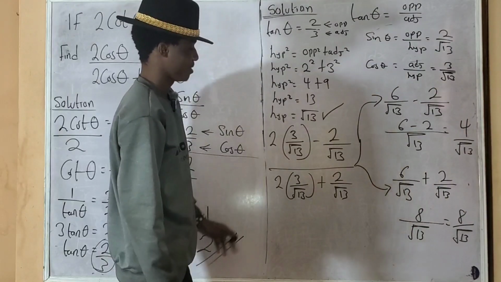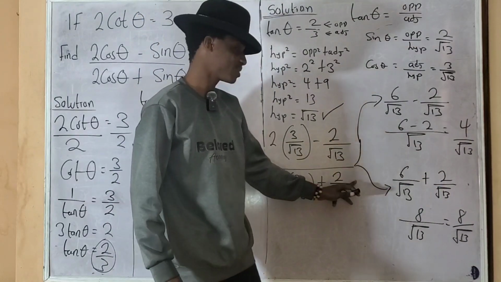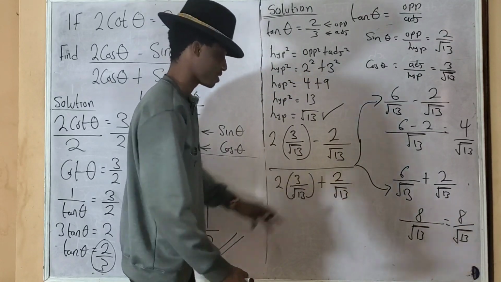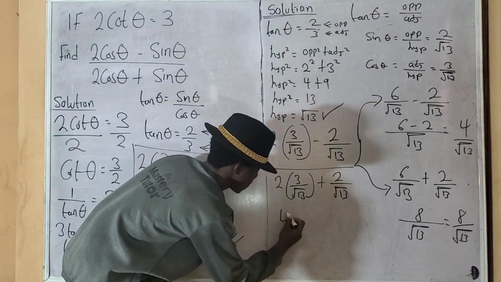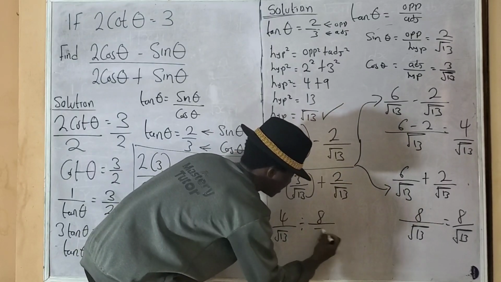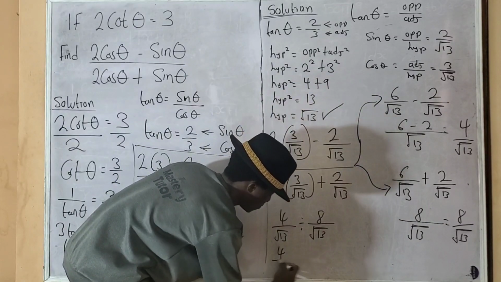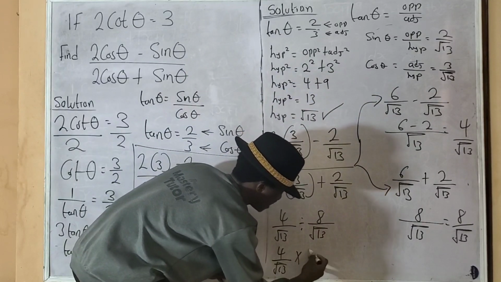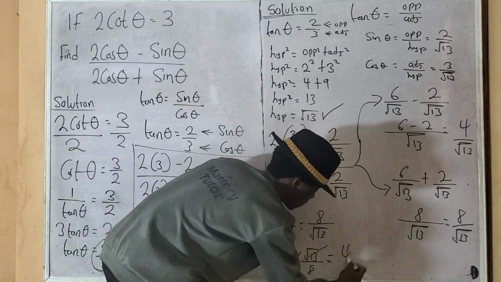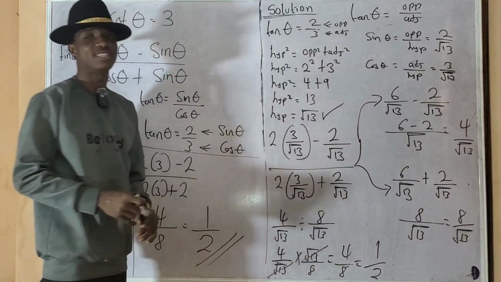Now, numerator 4 over root 13, denominator 8 over root 13. We have division in between the fraction. Now listen, here I'm going to have 4 over root 13 divided by 8 over the square root of 13. Are you following? 4 over the square root of 13 multiplied by root of 13 over 8. This will eliminate this. I'm left with what? 4 over 8. 4 over 8 is what? 1 over 2. You can see that we still have the same answer.